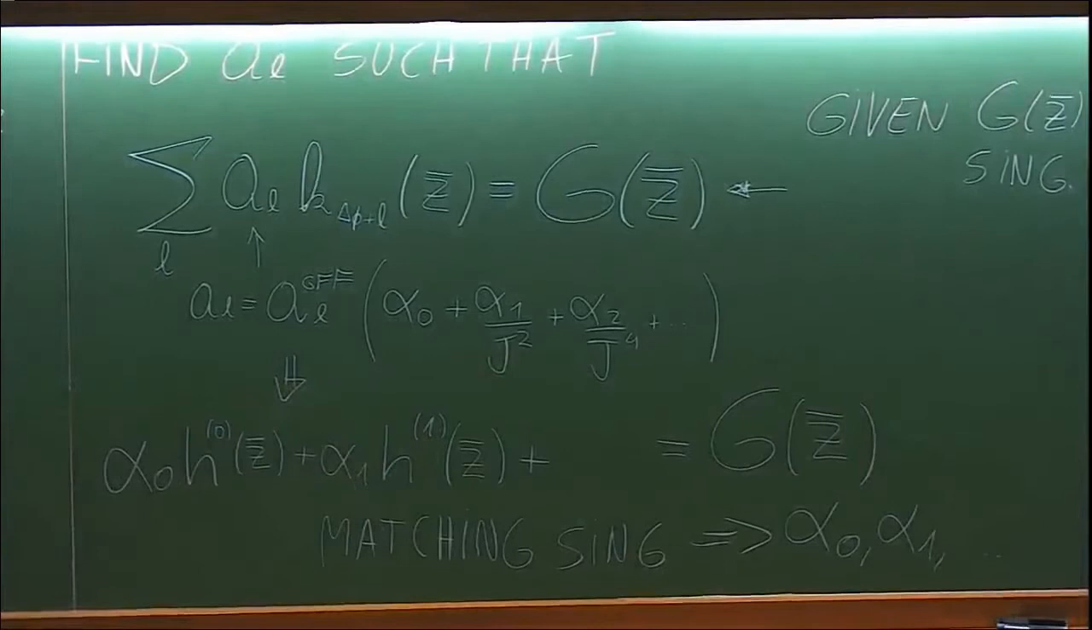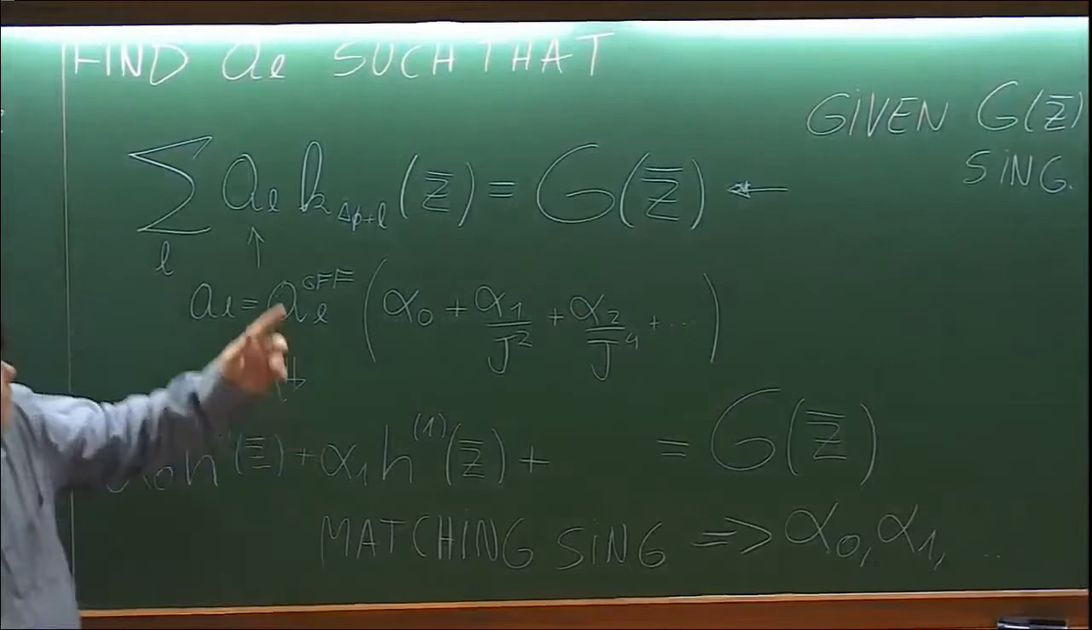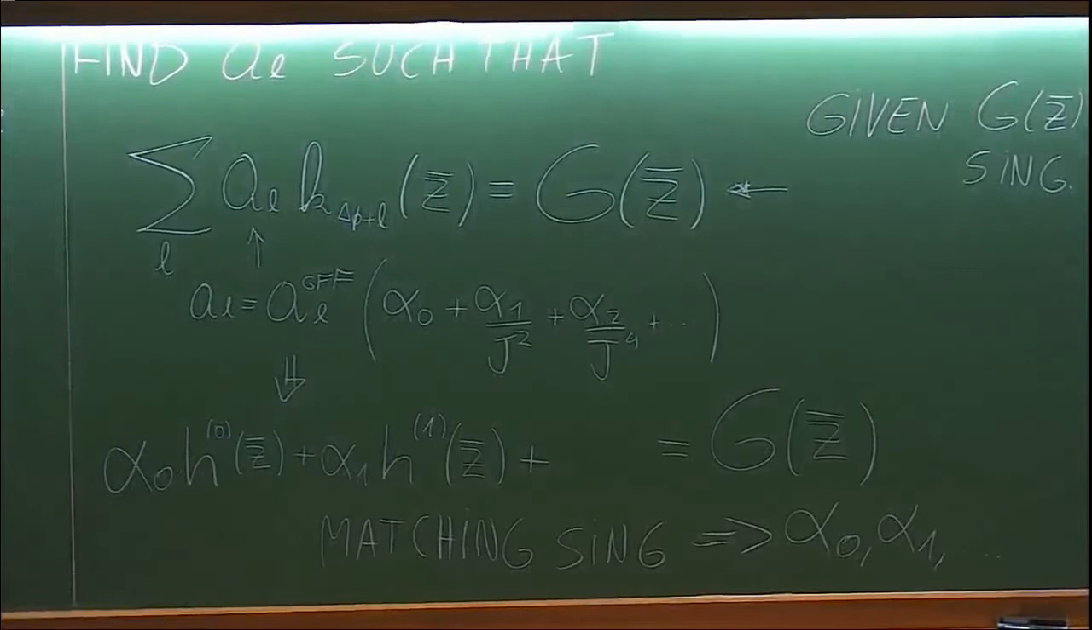Is that okay? I will give you an example in 1 minute. What this is doing is solving the problem of finding this AL as a series expansion. And what one sees is that rather than doing a series expansion in 1 over L, one is better to do a series expansion in 1 over this J, or J squared. Is that OK? So this is the idea. Yes?